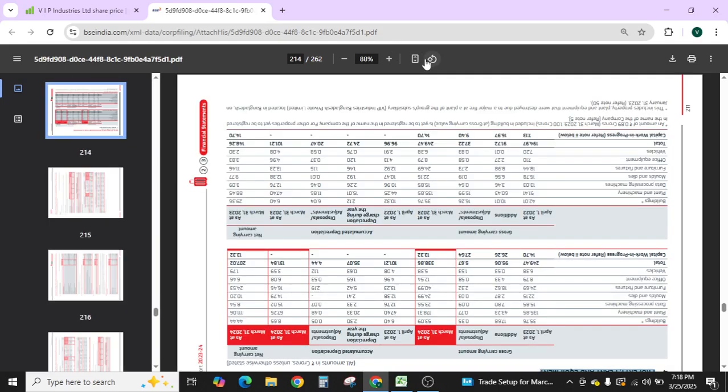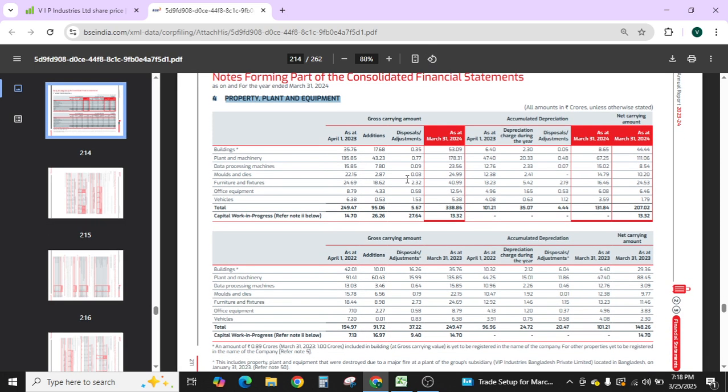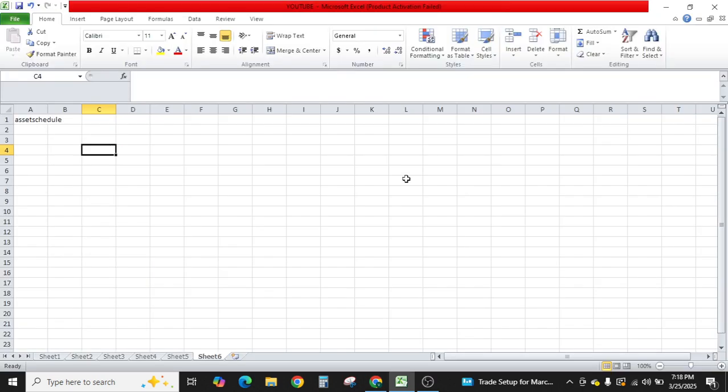It is very important for a company, very important. So now first we will do a basic example of what an asset schedule is. There are three things: one is gross block, one is depreciation, and one is net block.